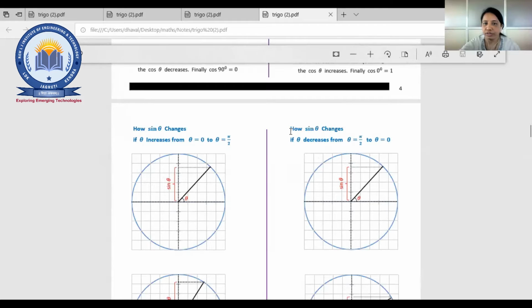Okay. Can any one student tell me what happens when theta is supposed to be decreased? For example, pi by 2 to 0. Just raise your hand. So we'll unmute you. Raise your hand. What happens when theta will be decreased from pi by 2 to 0? Okay, Parth Vyas. The value of sine will be decreased as the theta decreases.